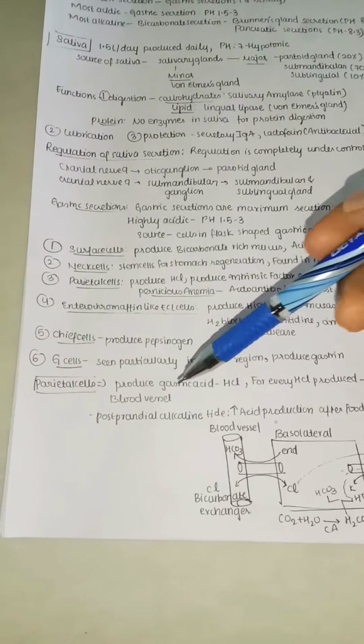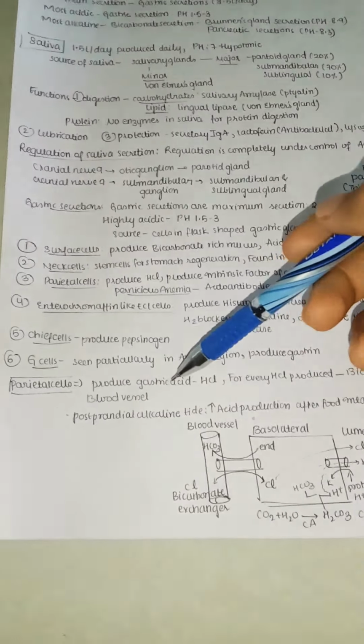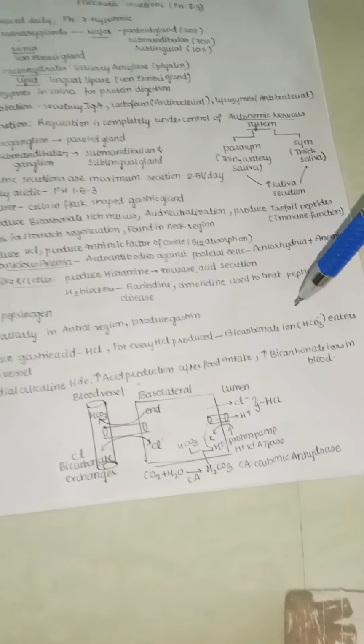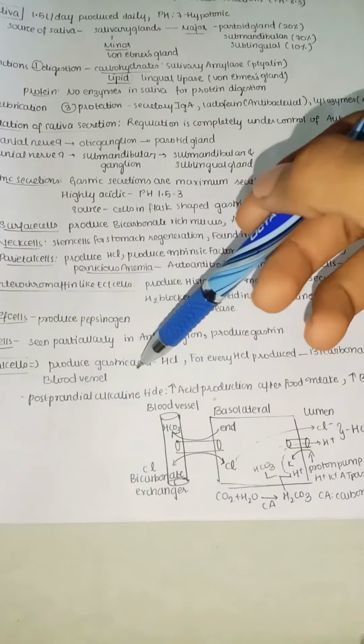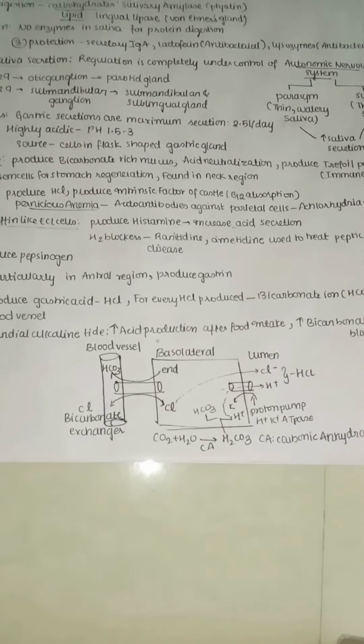And now let us see the parietal cells. The parietal cells produce gastric acid, HCl. For every HCl produced, the bicarbonate ion enters the blood vessel. Actually, this is a diagram of what happens in parietal cells, the mechanism of why the parietal cells form HCl.